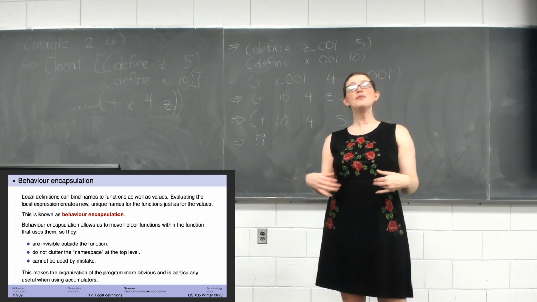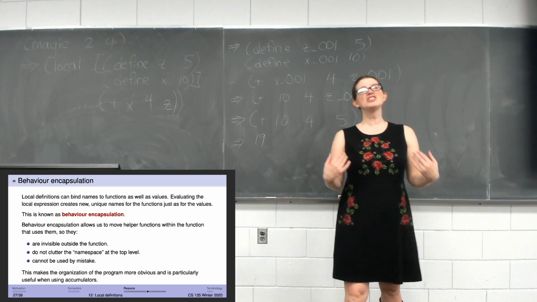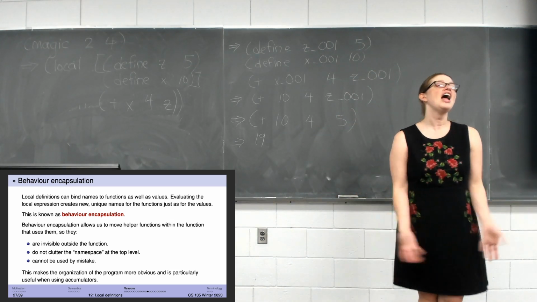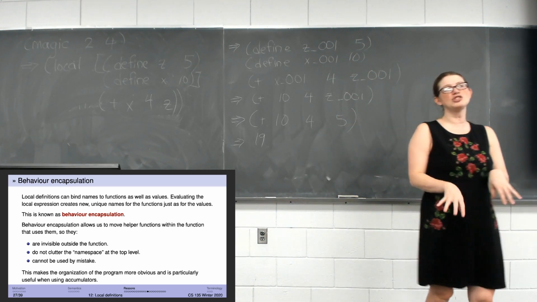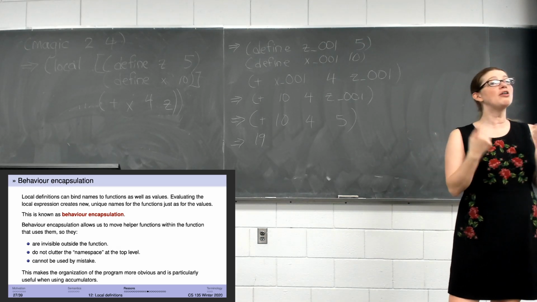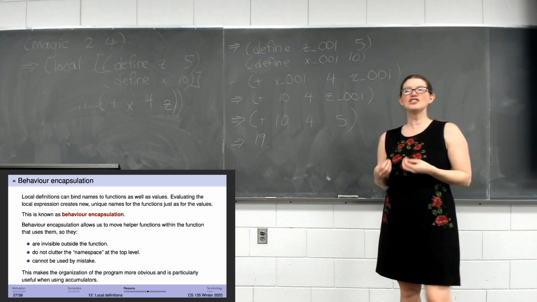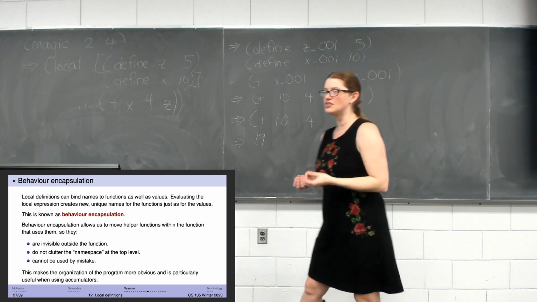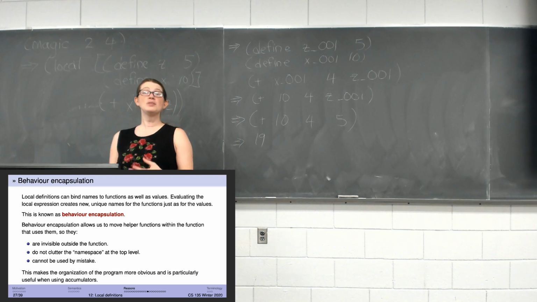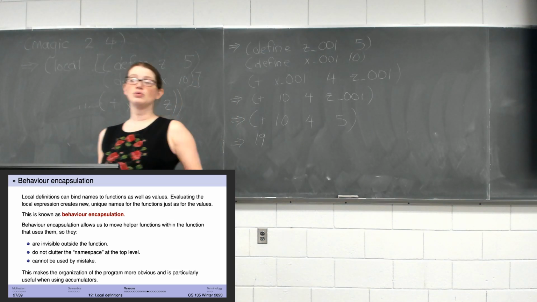So we have behavioral encapsulation, which is letting us take all those helper functions, those single purpose helpers, shove them inside the function they're helping, and now you have a beautiful, clean top level scope that only presents functions to the user that they should actually use, and all of your little helpers are neatly hidden away from the user, and they can't use them, and they don't know that they're there.